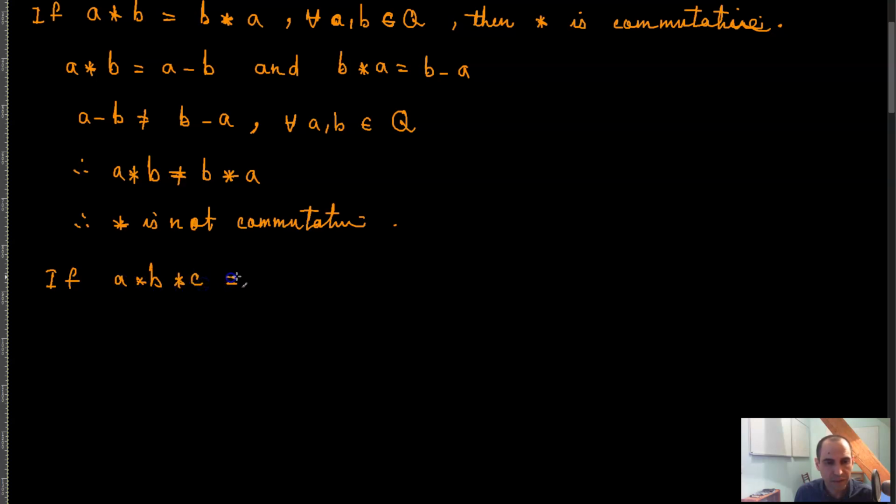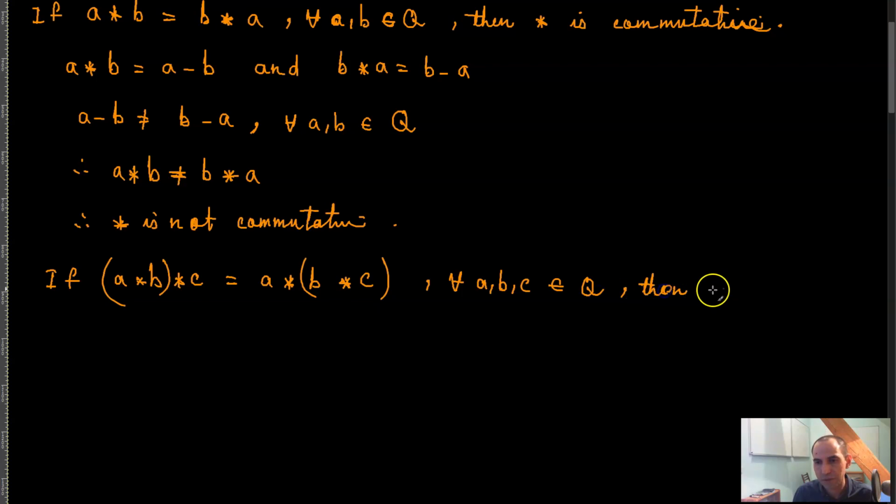Now, about star being associative: you can say that if (A star B) star C is equal to A star (B star C) for all A, B, and C belonging to the set of rational numbers, then star is associative. So now we need to examine both sides of this equation and see if they are actually the same in this particular case.